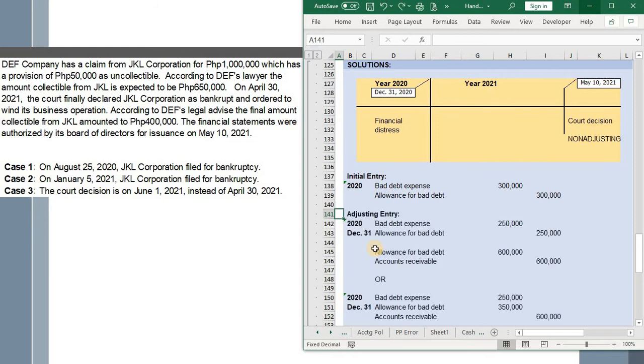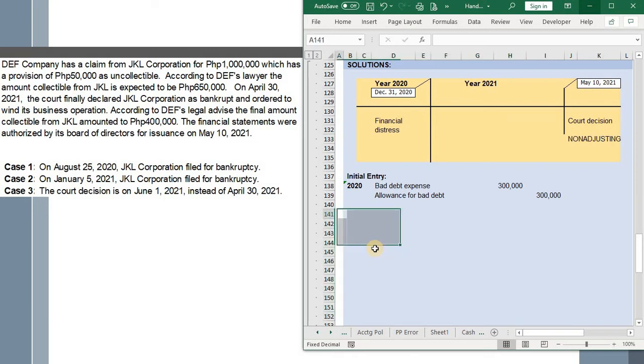And since case 3 is considered as a non-adjusting event, which is not under PAS 10, therefore, there is no need to prepare the adjusting entry that we have made similar to case 1 and case 2. So there will be no adjusting entry. So this will be the answer for case 3.